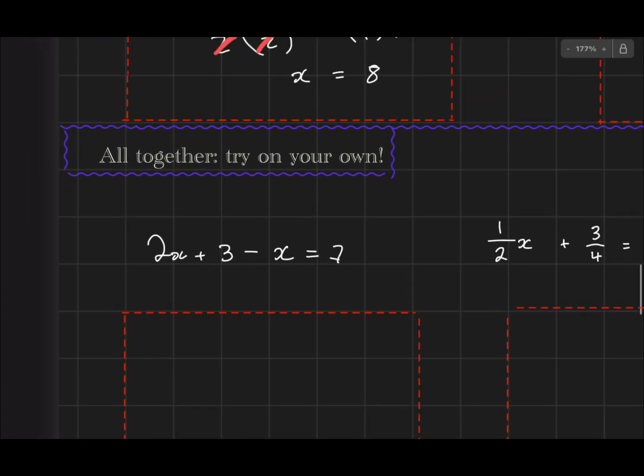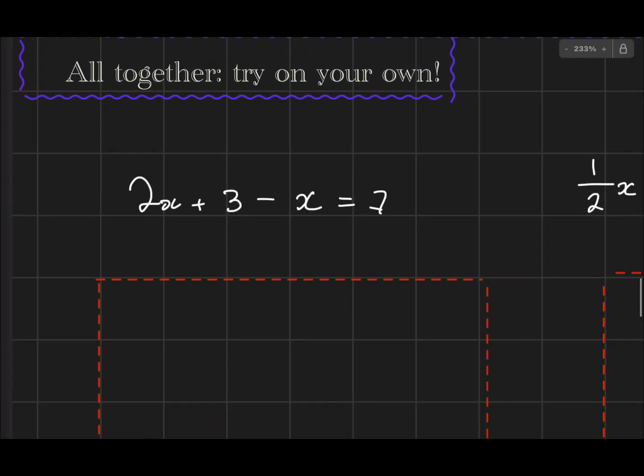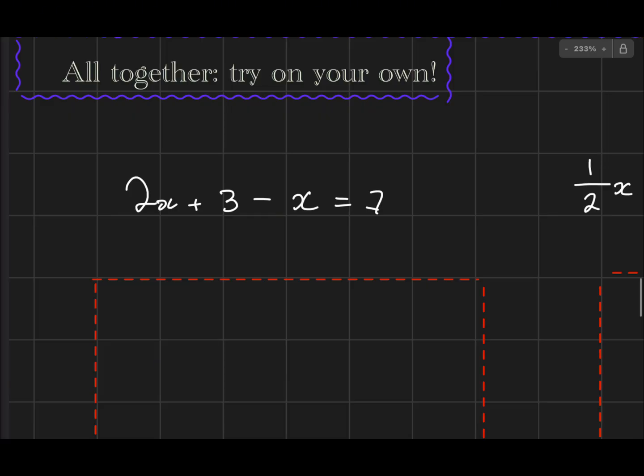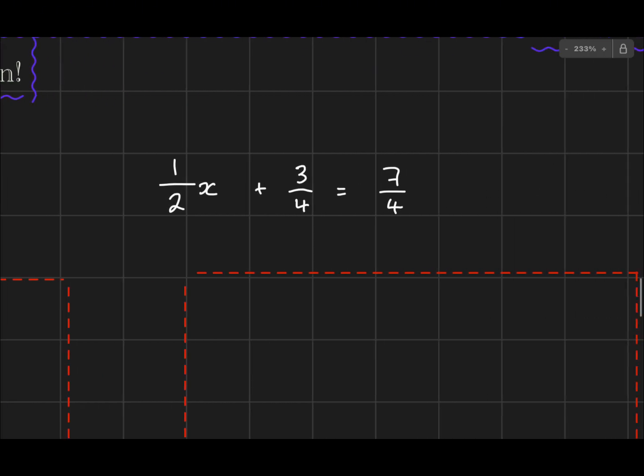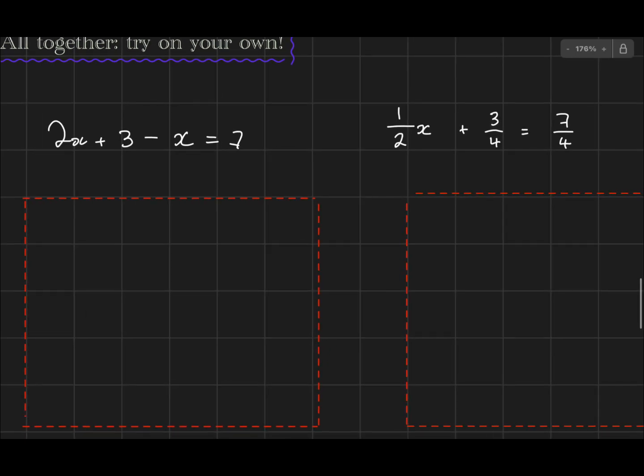Now here are some things that you should try on your own. 2x plus 3 minus x equals 7. And 1 over 2x plus 3 over 4 equals 7 over 4. Try these two out on your own and come back for the solution.